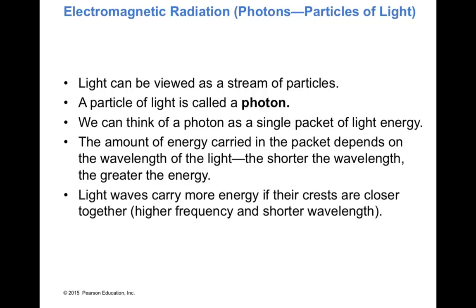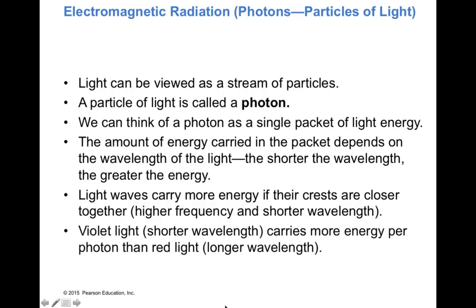Light waves carry more energy if their crests are closer together. That means a higher frequency and shorter wavelength. Violet light, which has the shortest wavelength of the visible region, carries more energy per photon than red light, because red light has a longer wavelength. That means it has a lower frequency. So violet has more energy than red light.